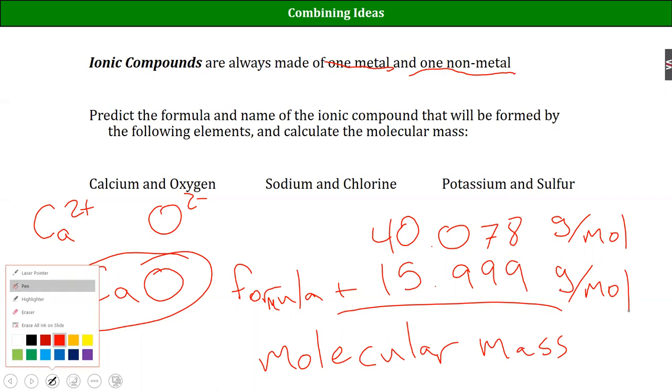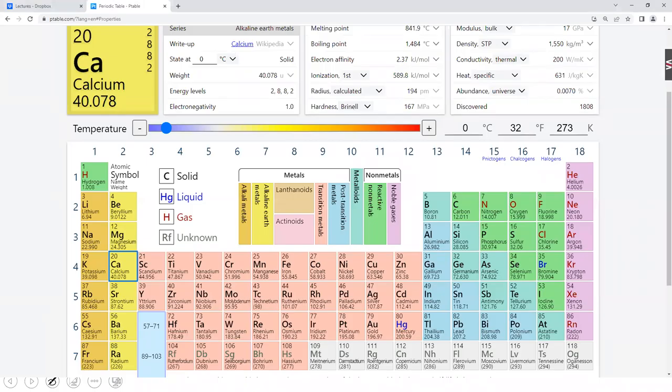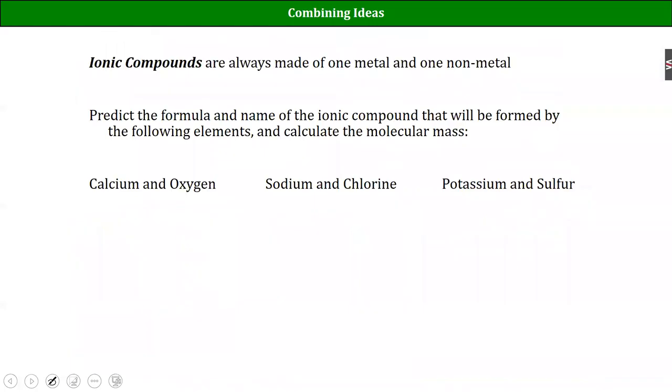Let's look at potassium and sulfur. What's the stable charge formed by potassium and sulfur, respectively? What does potassium form? It's in column one, so it's going to be a plus one charge. Sulfur is right underneath oxygen, which means it should form a minus two. So we'll get potassium with a plus one, sulfide with a minus two. To make the charges add up to zero, what do we need? Two potassiums for every one sulfur.